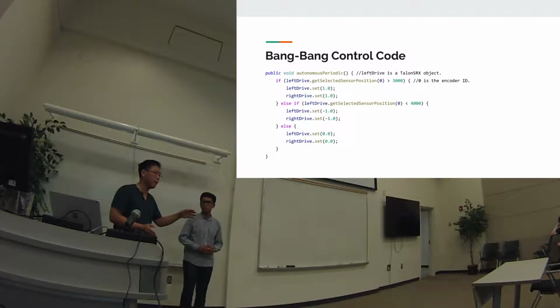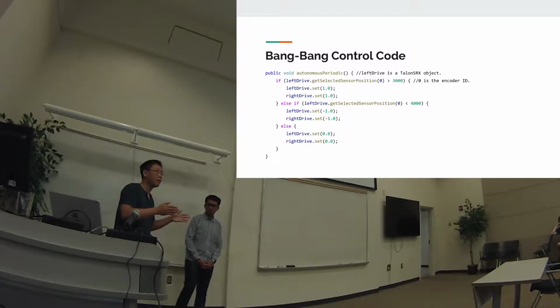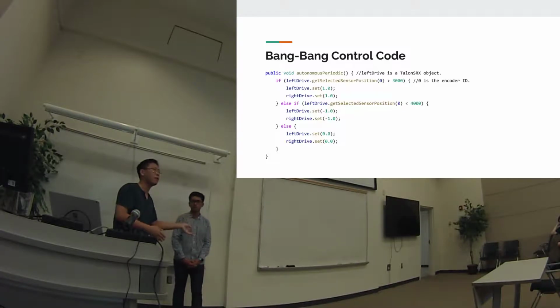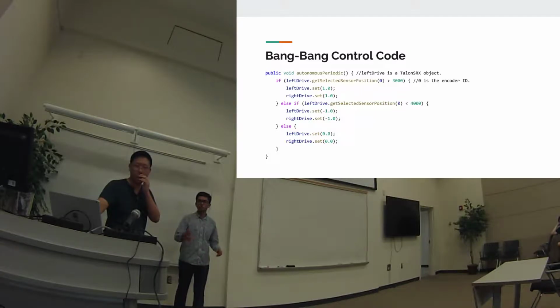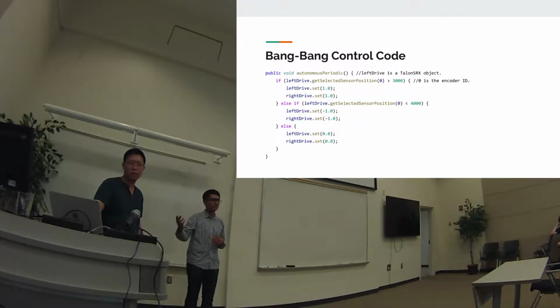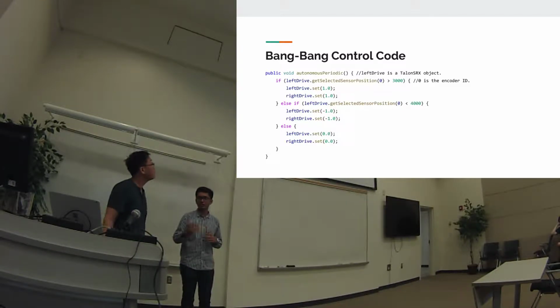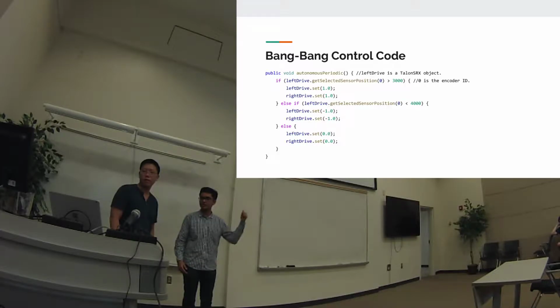Like for example, your right side of your drive could be faster still, and it'll cause you to turn, but your left side will eventually reach its target's encoder tick as well. One thing to remember is throughout all these examples, you'll see that we use the Talon SRX. The left drive and the right drive is the Talon code, and basically they have a really easy way to set values, but in this example, you can see that they get the selected sensor position.